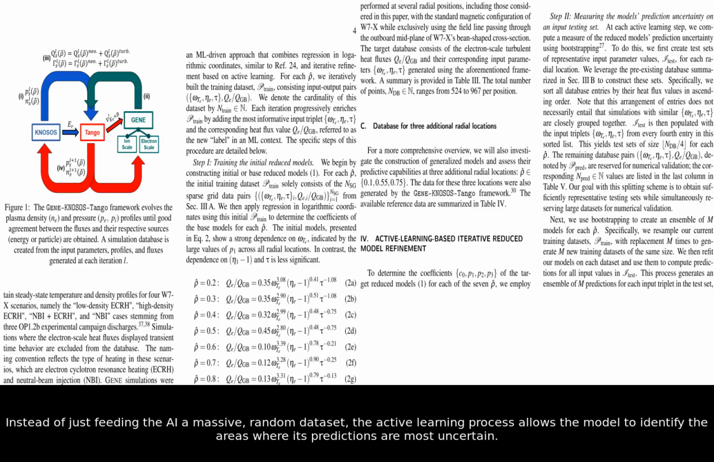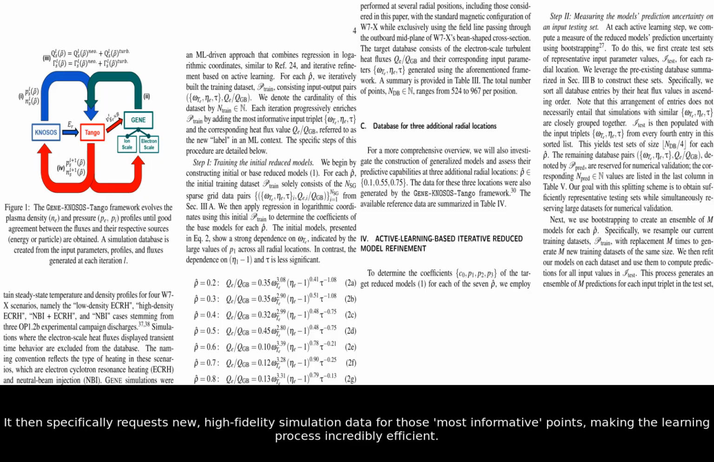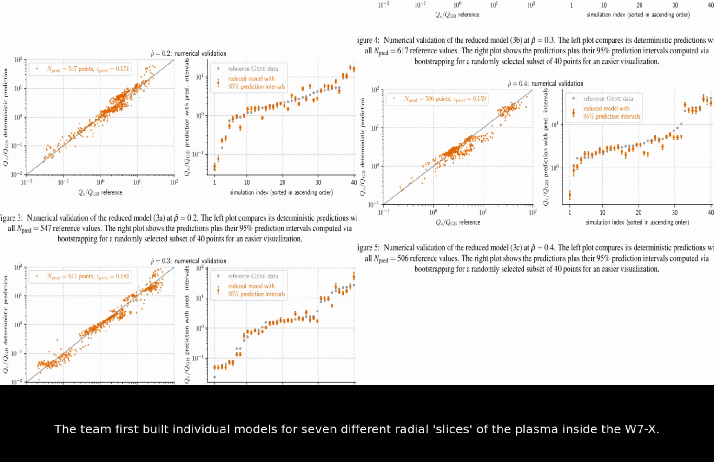Instead of just feeding the AI a massive, random dataset, the active learning process allows the model to identify the areas where its predictions are most uncertain. It then specifically requests new, high-fidelity simulation data for those most informative points, making the learning process incredibly efficient. The team first built individual models for 7 different radial slices of the plasma inside the W7X.